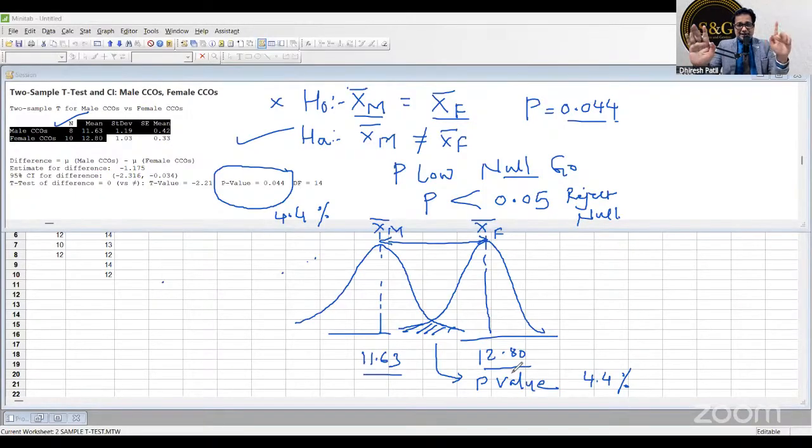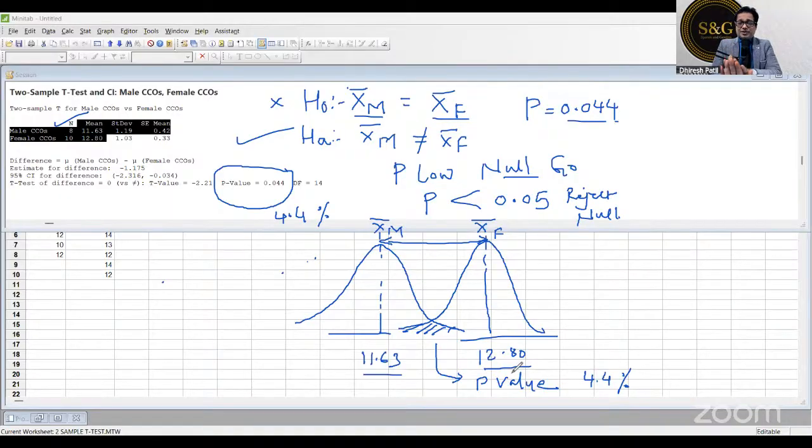Now look at this. Imagine these distributions are my palms right now, and this middle finger, which I'm indicating here, is the average. Now understand this. When both are exactly equal, let's say the male average is 11.6 and the female average is also 11.6, with the same distribution, they will overlap 100%.